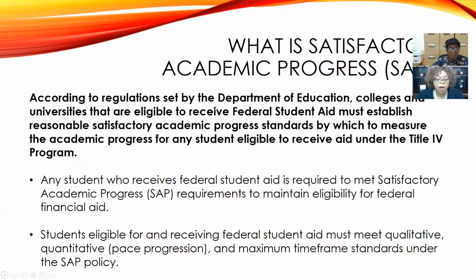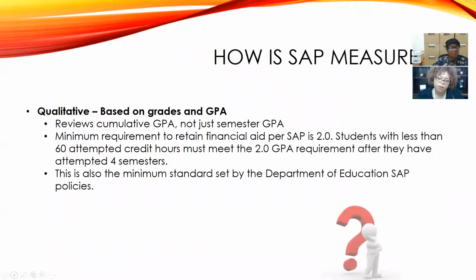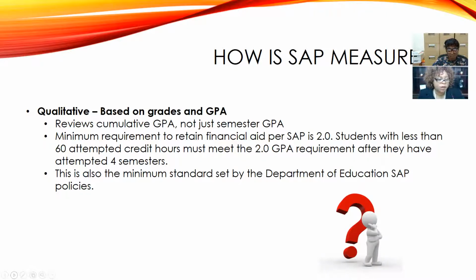This also talks about you meeting what's called qualitative, quantitative, or pace progression standards, and maximum time frame standards. Each one of these standards looks at different processes through your academic progression, but we're going to review each one individually here. All right, first, qualitative standards. These measures are based on your grades or your GPA standing.